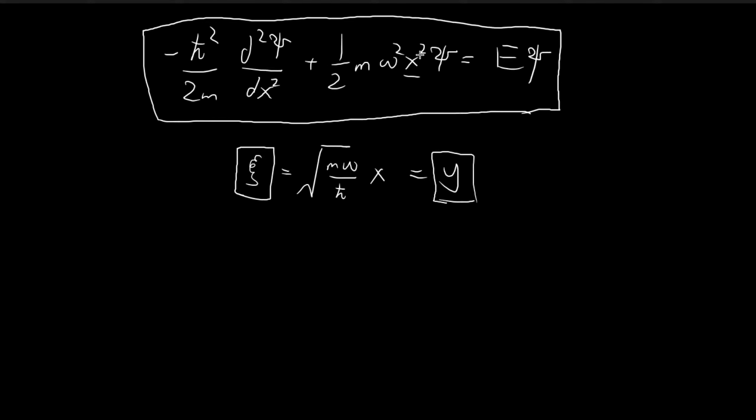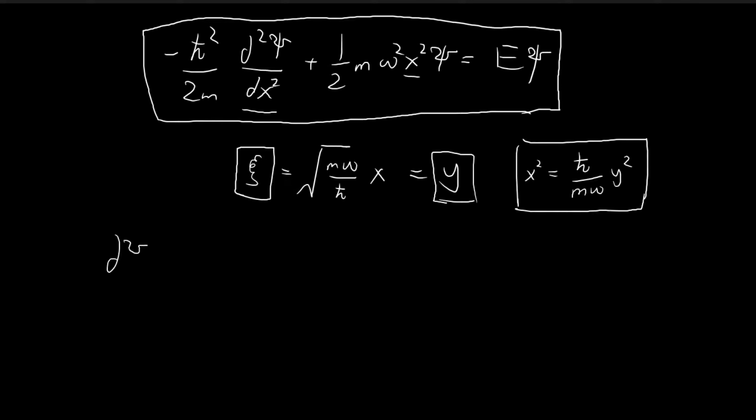Of course we can easily take away the x squared. As you can see from this relationship, x squared is just equal to h bar divided by m omega times y squared. So this part is easy enough. How do we get rid of the derivative with respect to x? First of all, let us just consider the case of d xi dx. Instead of d xi dx, I can also rewrite this as d xi dy times dy dx. This is just the chain rule.